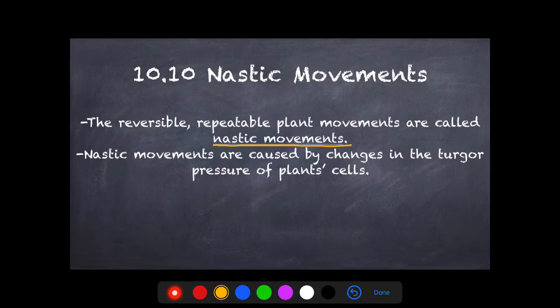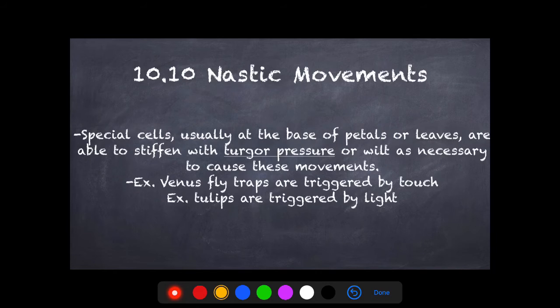There's another term that we need to know, and this is called nastic movements. This is when you have reversible or repeatable plant movements that keep occurring, and therefore they're called nastic movements. The reason we have nastic movement is because of changes that are occurring in the turgor pressure of plants. So we're going to talk about an example of this, but just remember this vocab word, nastic movement, which has to do with a plant that's doing the same kind of movement over and over again, or it can be reversible, and it has to do with the way that turgor pressure is involved.